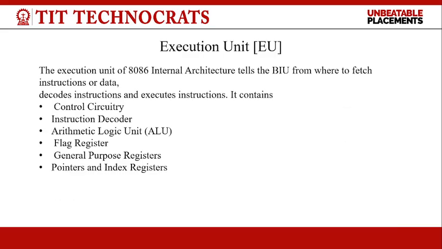Now this is all about the bus interface unit. The second unit of the internal architecture of the 8086 is the execution unit. This execution unit tells the bus interface unit from where to fetch the instruction or data, decodes the instruction and executes the instruction. It contains control circuitry, instruction decoder, arithmetic logic unit, flag register, general purpose registers and pointer and index registers.